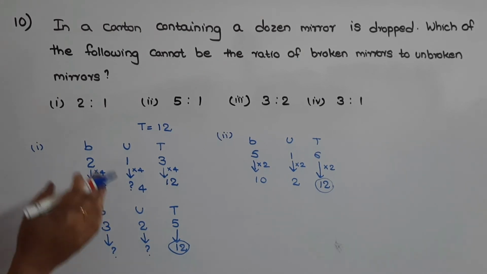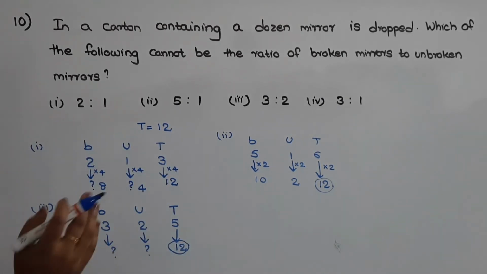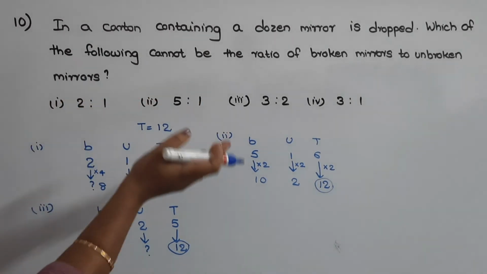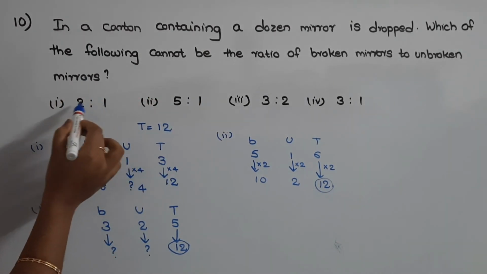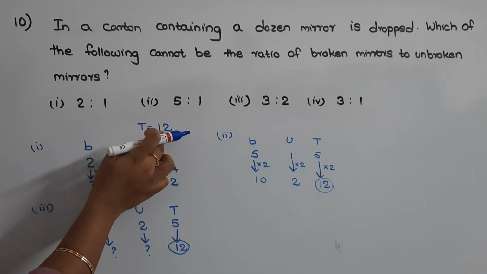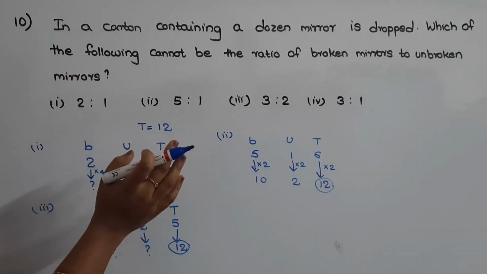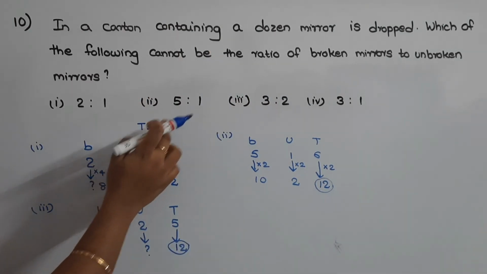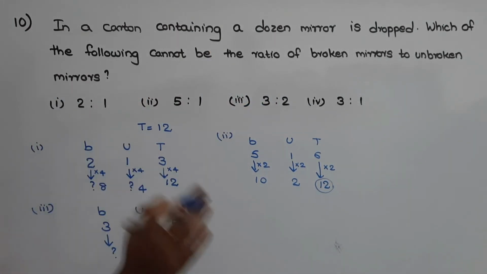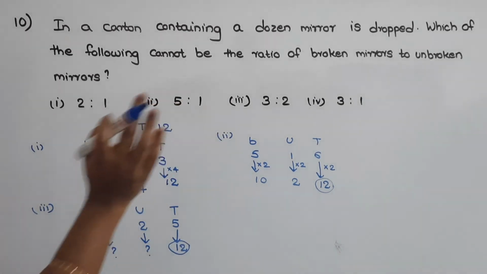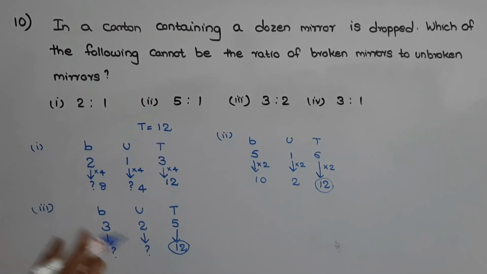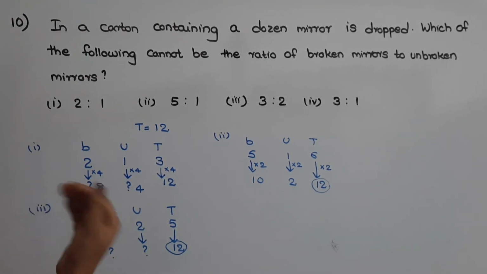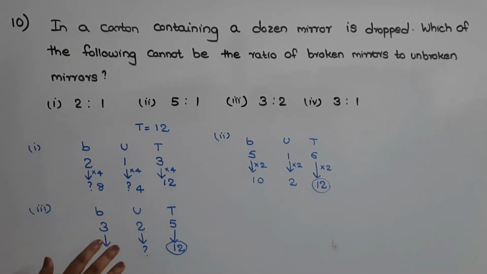So without writing all these steps, directly from the options we can see which is the ratio. If the sum of the ratio is a multiple of 12, then that particular ratio is a possible ratio. If the sum of the ratio is not a multiple of 12, then that particular ratio is not a possible ratio of broken and unbroken mirrors. So here finishes the first part of the topic ratio and proportion. I'll be back with the second part in the next video.